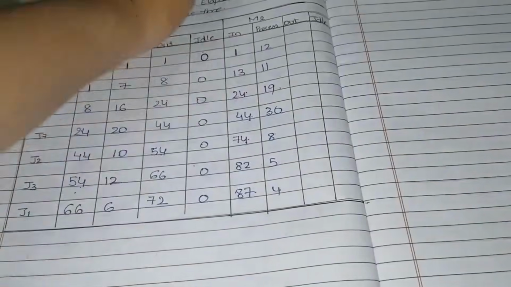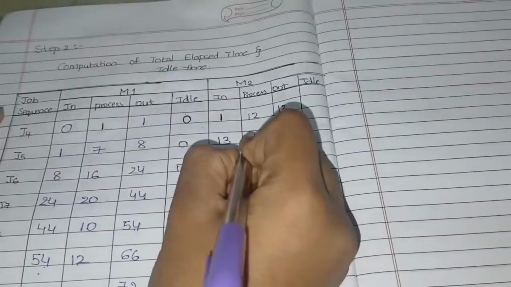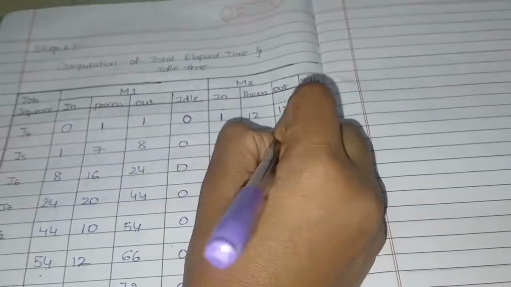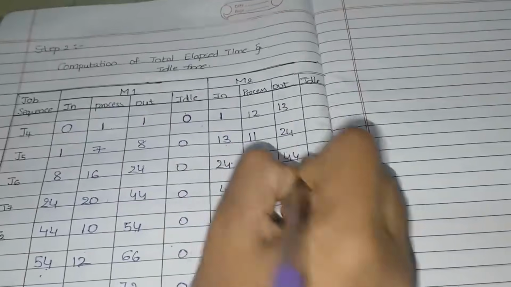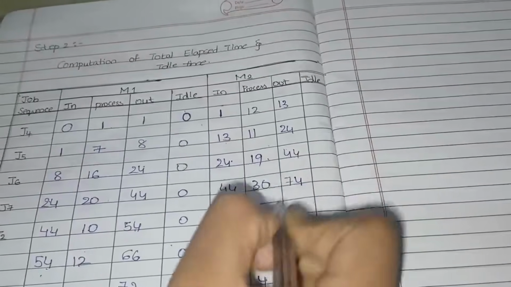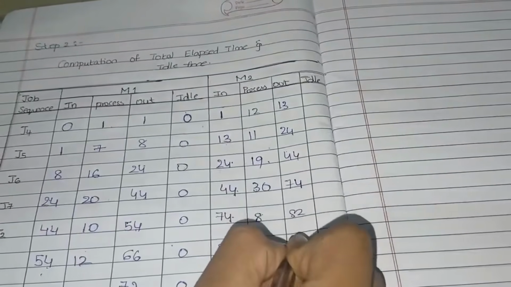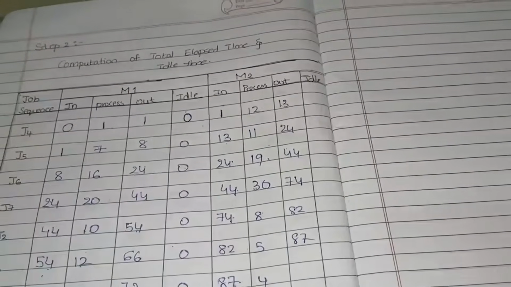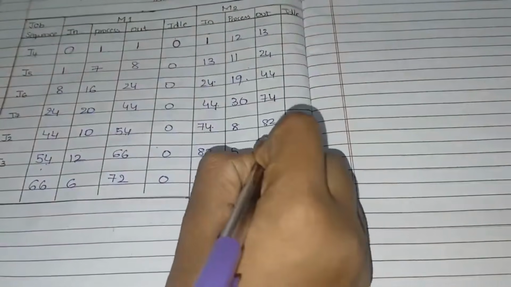ఇప్పుడు అవుట్ టైం ఎట్లా కనుక్కుంటాం? ఇన్ టైం ప్లస్ ప్రాసెస్ టైం. 12 plus 1, 13. 13 plus 11, 24. 44, 74, 82, 87. 87 plus 4 is equal to 91.